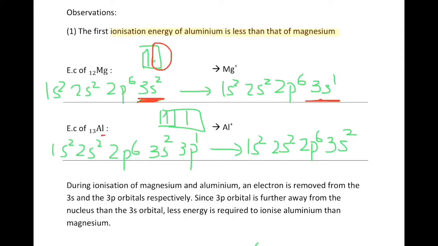Now if you look at aluminium here, you're removing an electron from the 3p orbital. The 3p orbital is further away compared to the 3s orbital. They are from the same energy level, yes, but 3p is a bit further away than 3s. Because it's further away, there's going to be less force of attraction, because when the distance from the nucleus increases, the force of attraction is going to be less. Ionization energy is definitely going to be less.